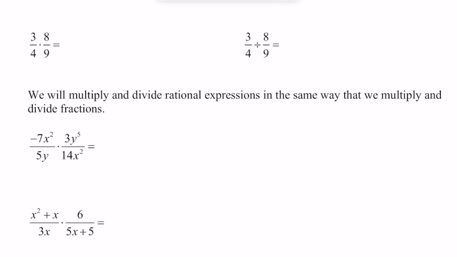3 and 9 are both divisible by 3. 3 divided by 3 is 1. 9 divided by 3 is 3. 8 and 4 are both divisible by 4. 8 divided by 4 is 2. 4 divided by 4 is 1. Now on the top we have 1 times 2, which is 2. On the bottom we have 1 times 3, which is 3. And we end up with 2/3.